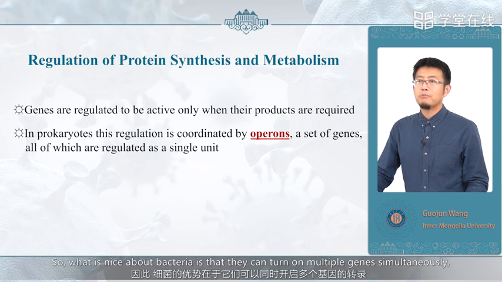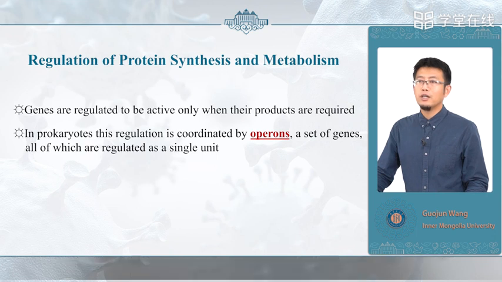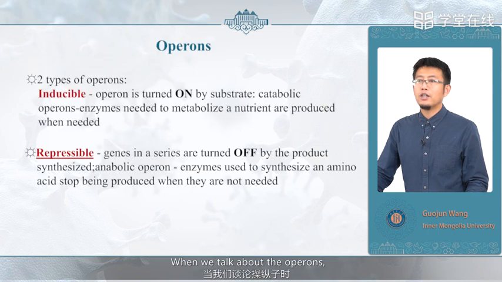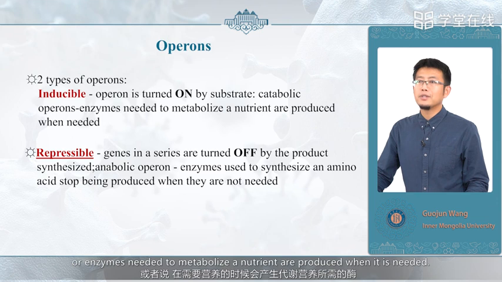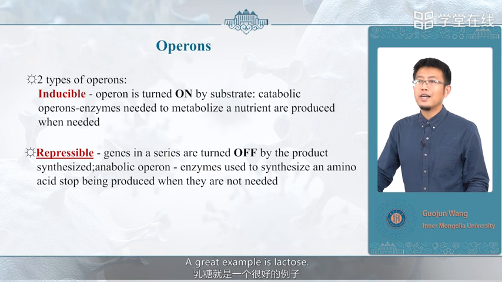What's nice about bacteria is that they can turn on multiple genes simultaneously, which is the benefit of having an operon. When we talk about operons, we have two types. We have the inducible, which means it is turned on. So when you do something, you turn it on. In this situation, we have catabolic operons, where enzymes are needed to metabolize a nutrient and are produced when it is needed. A great example is lactose.